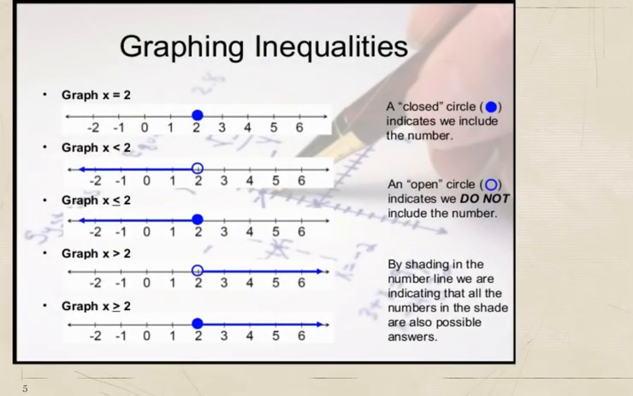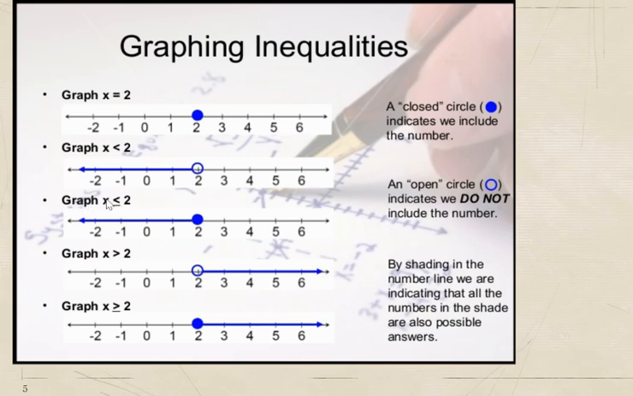In the quick review, I just want to remind everybody that a closed circle indicates that we include the number. For example, in this graph, it says x equals 2. So we just put a dot at 2. We've been doing that for a long time. You probably learned how to do that in about first grade. With inequalities, if we have x is less than 2, then we're going to use what's called an open circle, because 2 actually does not count as part of the graph because it's less than 2.